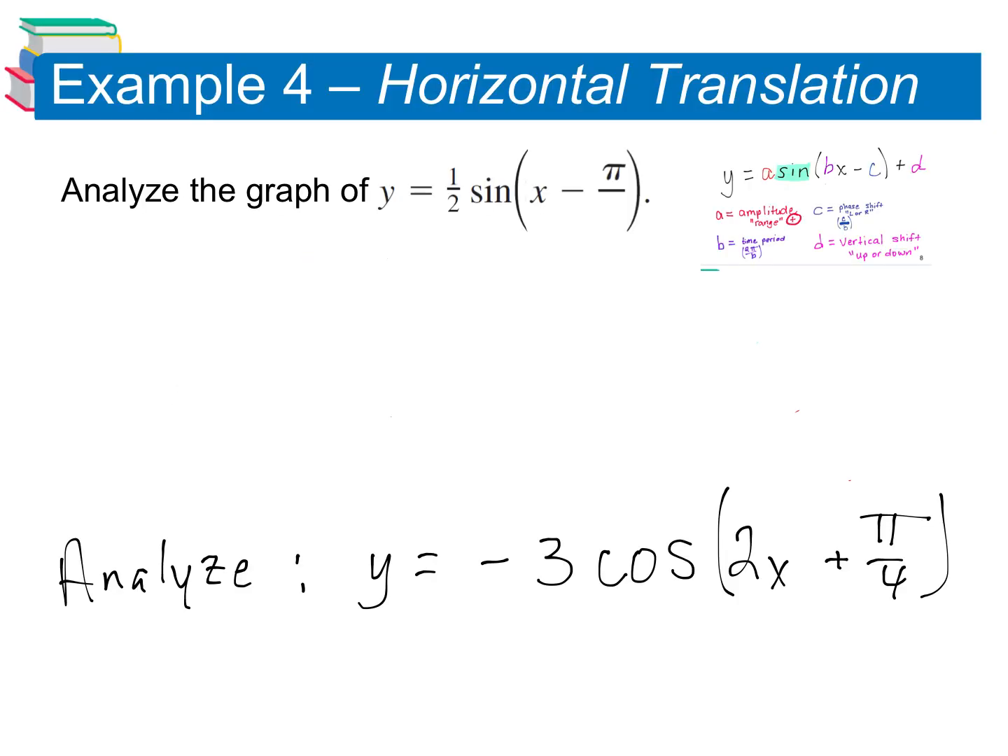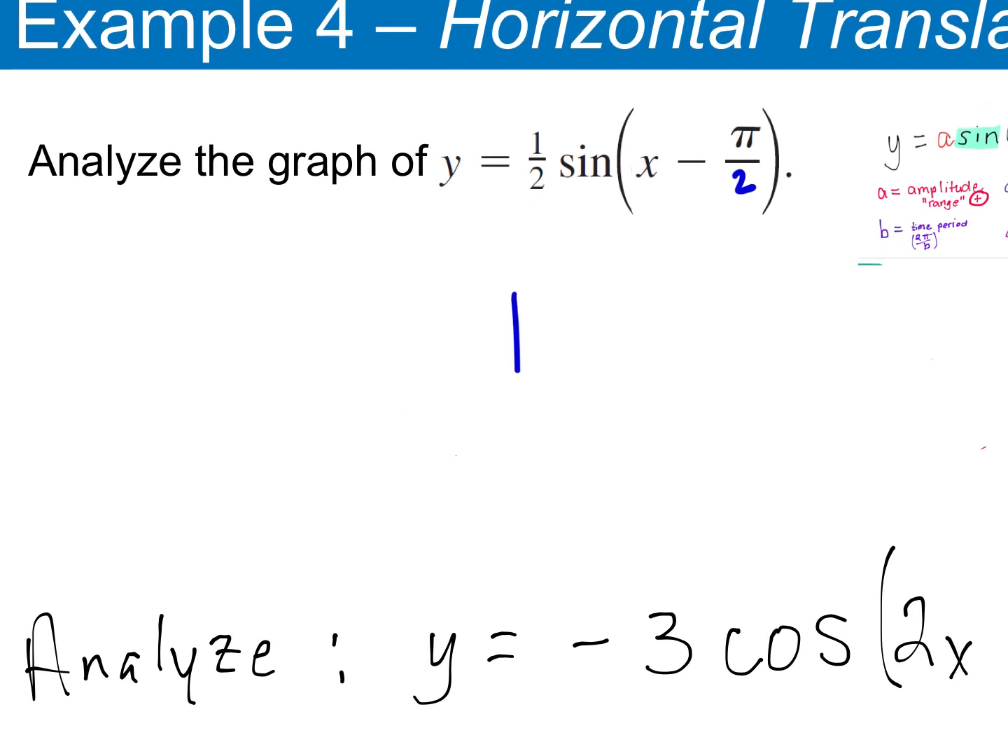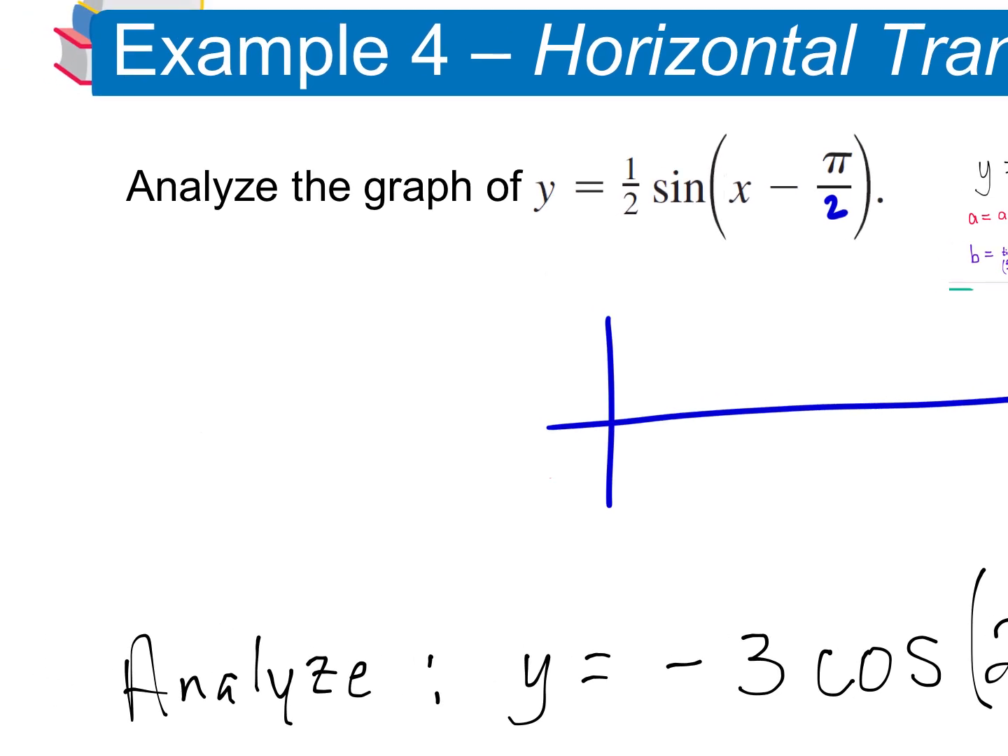So let's look at example 4. We want to graph 1/2 sine of x minus, this got erased, but it should be pi over 2. So just like before, we're going to graph it. I want to find my A, B, C, D. We need the starting point, the period, and the increments.